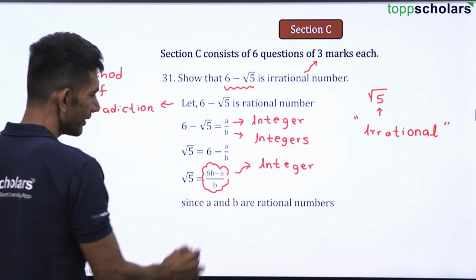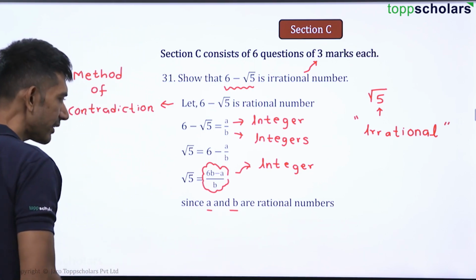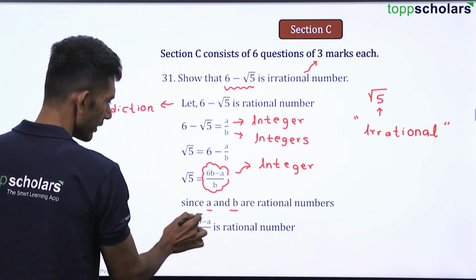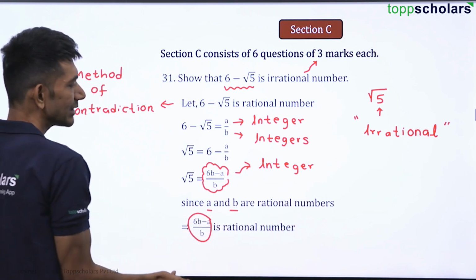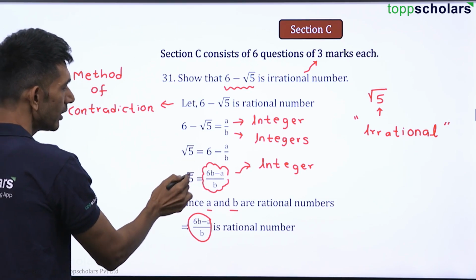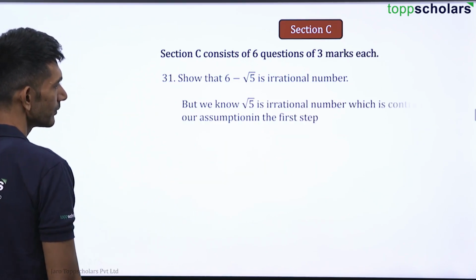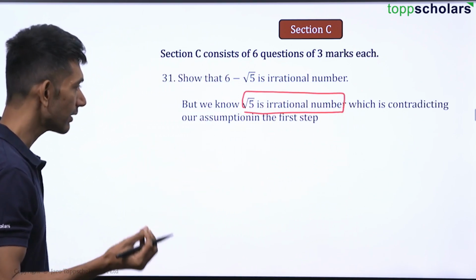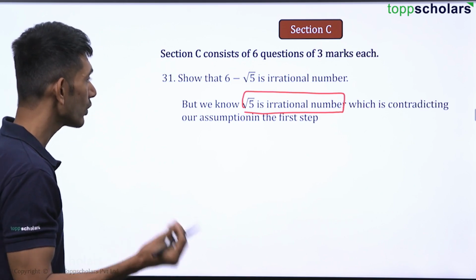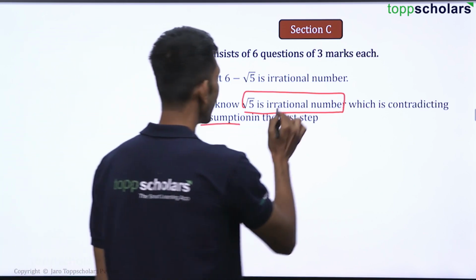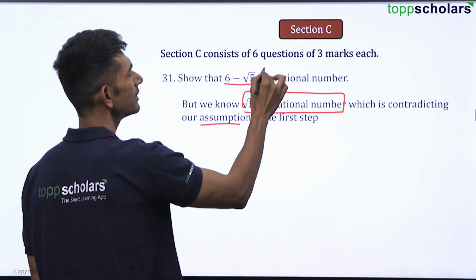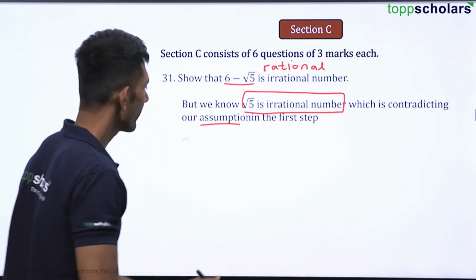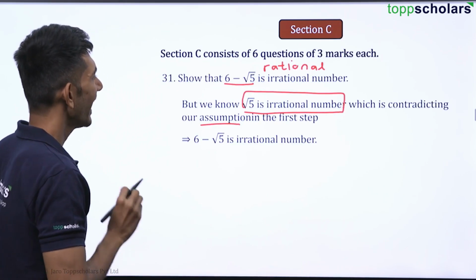So now can I say, since a and b are integers, 6b minus a by b is a rational number because it is integer by integer, but root 5 is irrational. So this is contradicting our assumption, right? And what was our assumption? Our assumption was that this is a rational number. This was our assumption. Therefore, it is an irrational number.